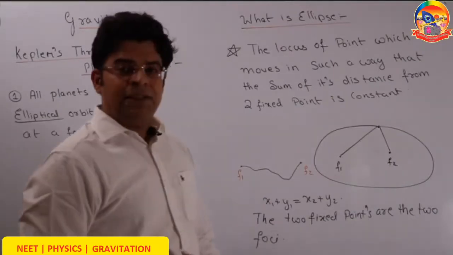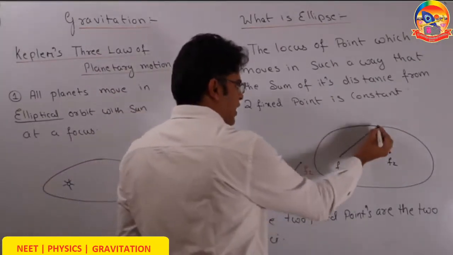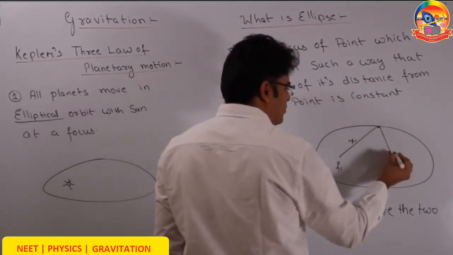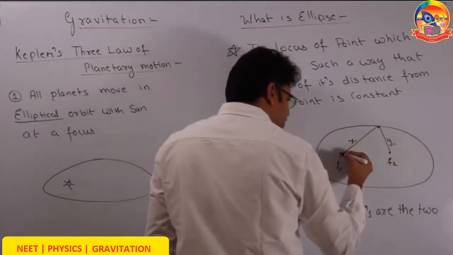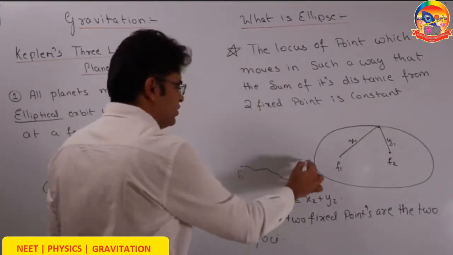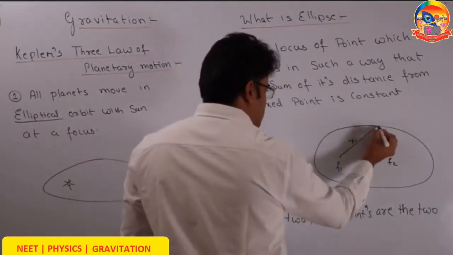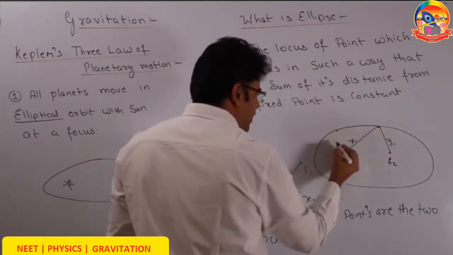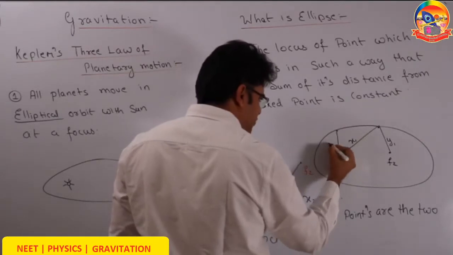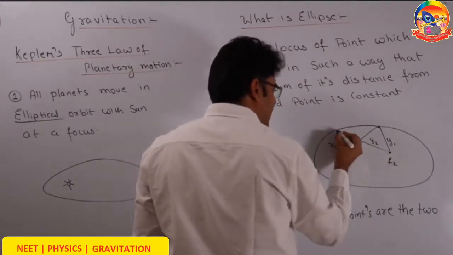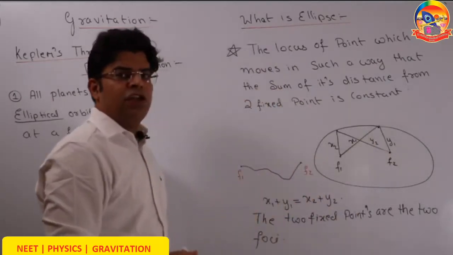How do you know that this is an ellipse? Let's say initially at this point, the distance from the first fixed point is x1, and the distance from the second fixed point is y1. What is x1 plus y1? x1 plus y1 is nothing but the length of this string. When you move the marker, keeping the string tight, let's say you have reached this point. At this point, the distance from the first fixed point is x2, and the distance from the second fixed point is y2. Again, x2 plus y2 is nothing but the length of the string.